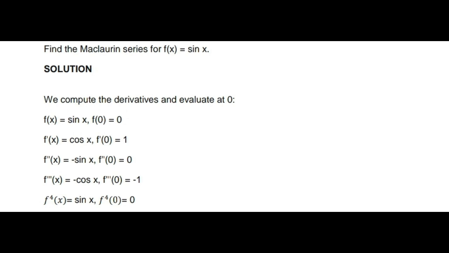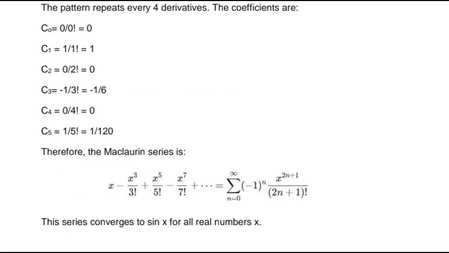And for our fourth derivative of f of x, we have sine x again. So we have here f of 0 in the fourth degree is equal to 0. So the pattern repeats every 4 derivatives.